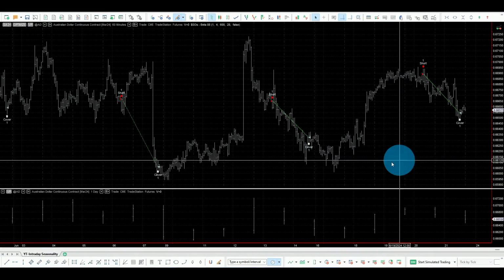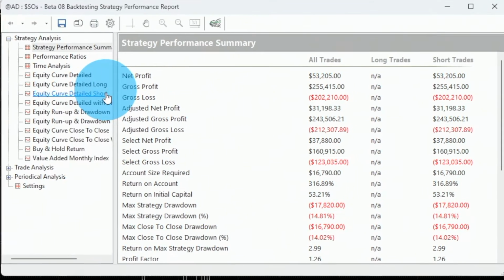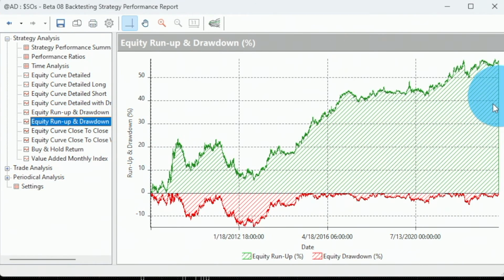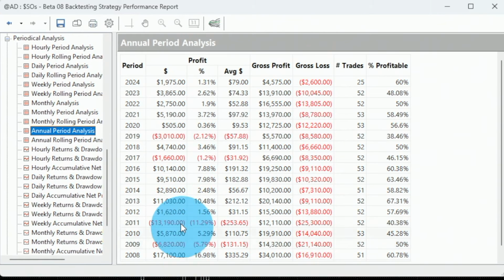So here is the pattern applied, and let's look at the performance. So we're making 53,000, and this is the equity curve. Trade analysis, 867 trades with $61 on average. And the annual period analysis looks like this. So literally within 15 minutes, we can build a robust strategy on any instrument.